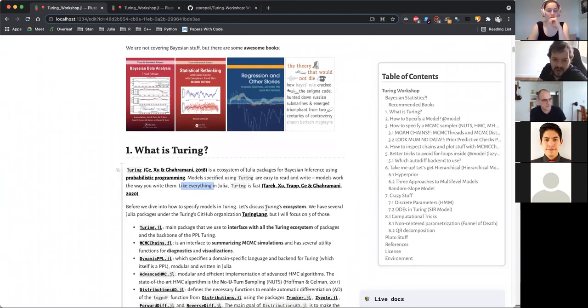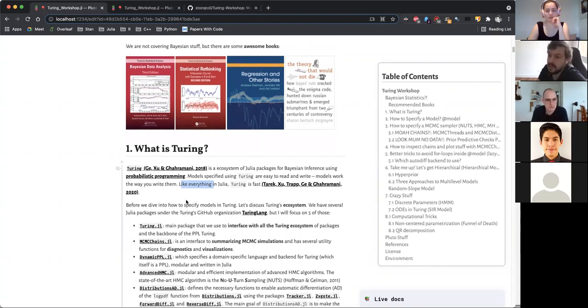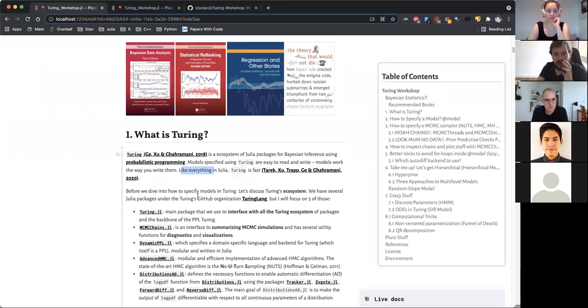So that's why I made the tutorials, and that's why I got interested in Turing, and because I was already interested in Julia as a scientific computing language. This is the whole ecosystem. They have a GitHub organization called TuringLang. They have a lot of packages, but I will only focus on 5 packages. We have Turing.jl. This is the main package, the whole interface. That's mainly the one that you will use for everything in Turing.